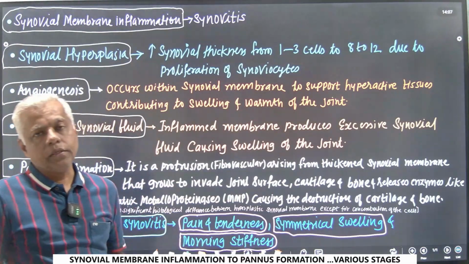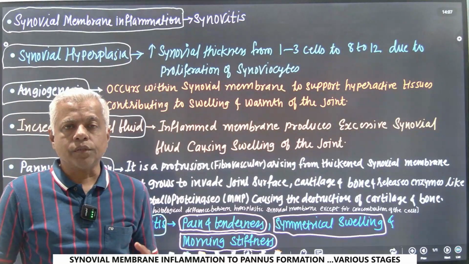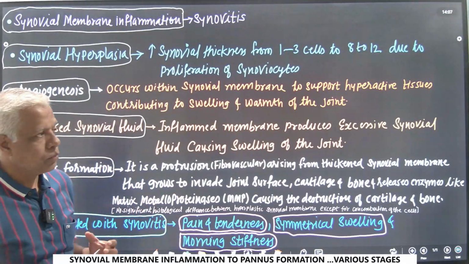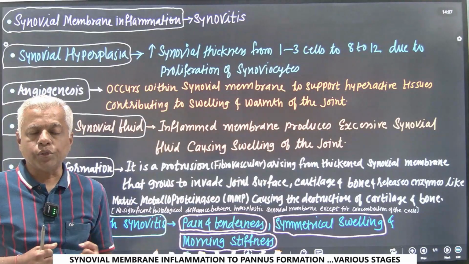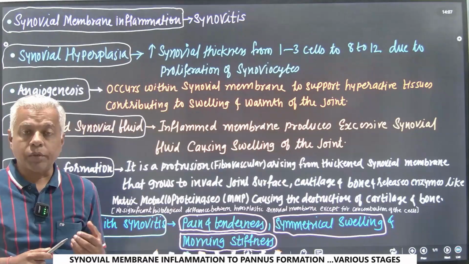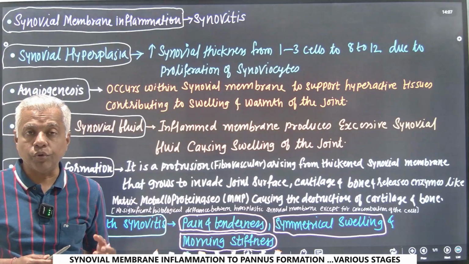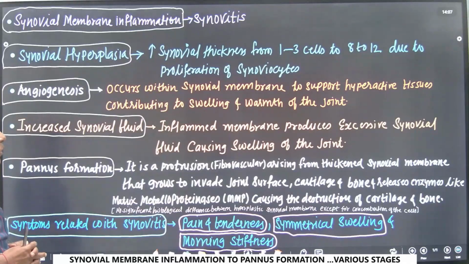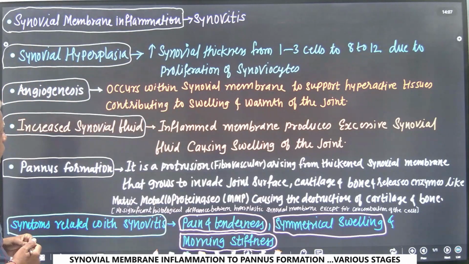Now here we will see various events that take place in the inflammation of the synovial membrane. We know that the synovial membrane is getting inflamed because of the antibodies which are formed, these anti-CCP antibodies and rheumatoid factors. They attack the citrullinated proteins in the synovial membrane and synovial fluid, and thereby cause the inflammation of the synovial membrane. So this synovial membrane is getting inflamed, what we call synovitis.